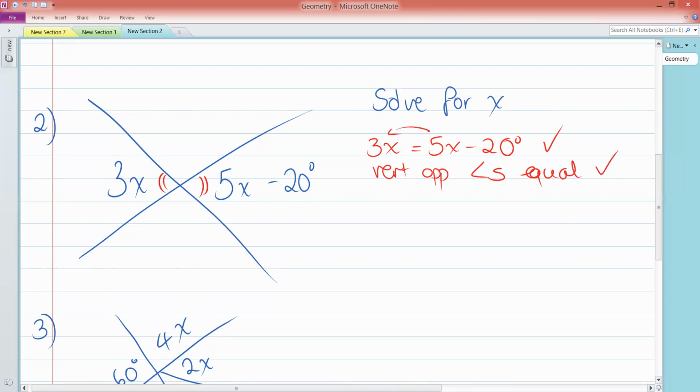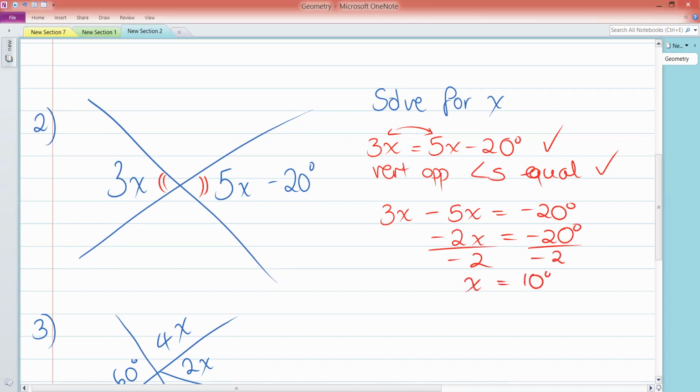Now you can solve this. So 3x minus 5x is equal to negative 20 degrees. 3x minus 5x is negative 2x, equal to negative 20. Divide both sides by negative 2. x is therefore equal to 10 degrees. Well done.